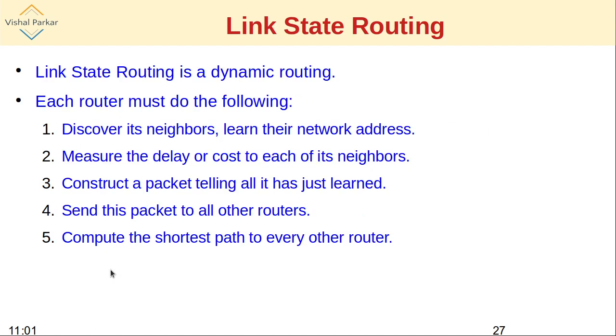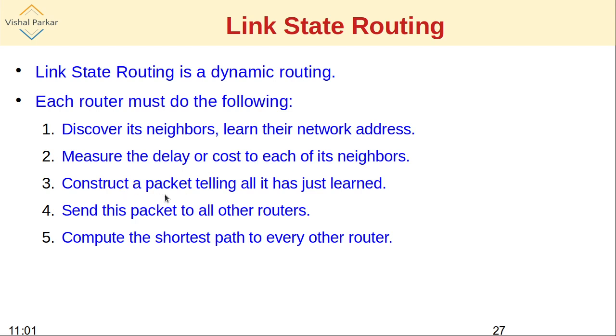Now we'll see the link state routing algorithm, which is one more dynamic or adaptive routing algorithm. There are 5 steps through which the link state routing algorithm goes. The first is to discover: each router must first discover its neighbors. Discover means whether they are approachable, etc., and initially learn their network addresses. Second is to measure the delay or cost to reach each of its neighbors. That may be either of the metrics that you have seen previously.